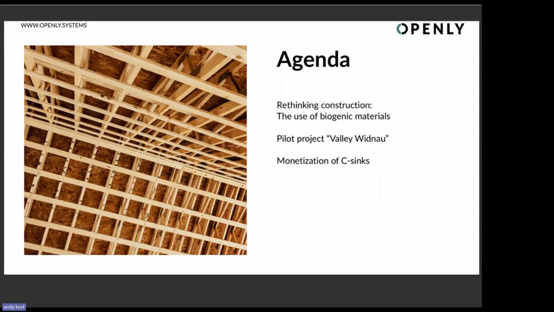On the agenda, I will talk about three things. One is the use of biogenic building materials in practice, because this is, let's be honest, not common anywhere on the globe. Maybe the most well-known is timber construction, but there are a lot of other building materials which can be used. That this can be scaled and used, I will show you with the pilot project Wittnau, Valley Wittnau, and then I will talk about Milton Earth.